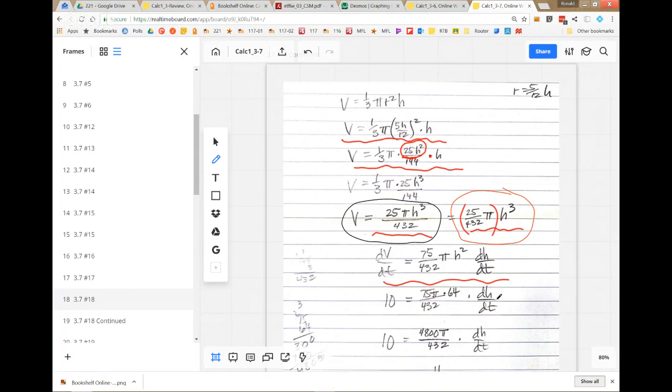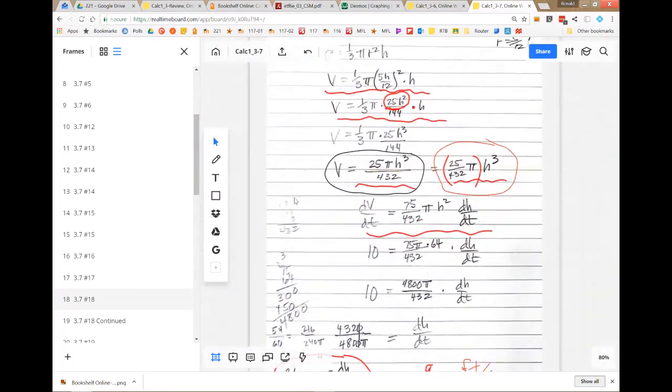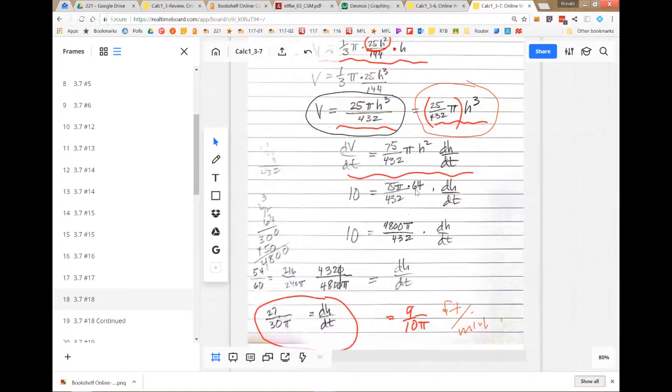Okay, now I got to get dh/dt by itself. We were given the height, weren't we? Let me go back. Yeah, we were told the height is 8. So right here, I plugged in height of 8. 8 squared is 64. So we get this calculation problem here. We have to take 4,800 pi divided by 432, and we divide both sides by that to get dh/dt alone. You can see I flipped it over, invert, multiply. And after simplifying, I wound up with 9 over 10 pi.